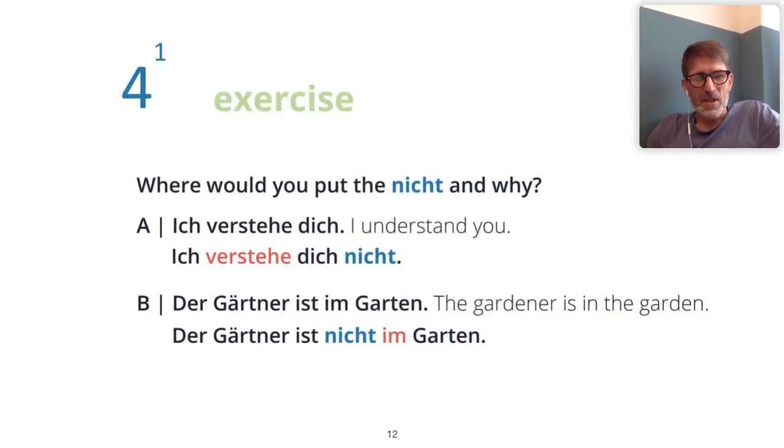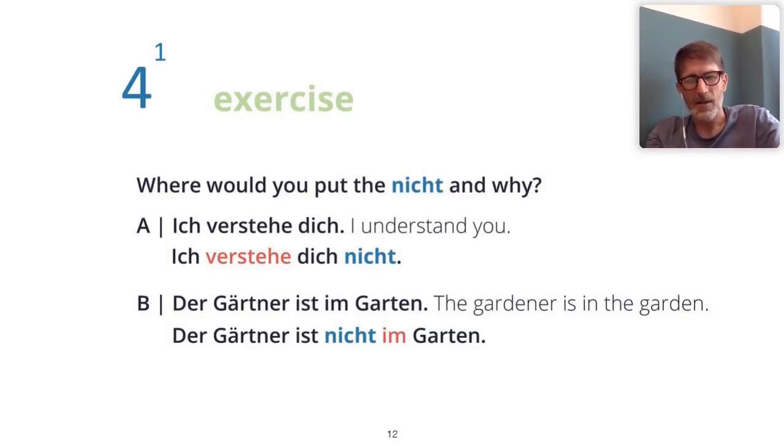Now let's practice this. Unfortunately, the presentation doesn't allow me to highlight things or to make them appear, but maybe you get the idea why you put it there. Maybe in A, why would you put the nicht at the end? You can type it in the chat. What's the reason for it? What are you negating in A? And if you're fast, you can also say B. So write it like this.